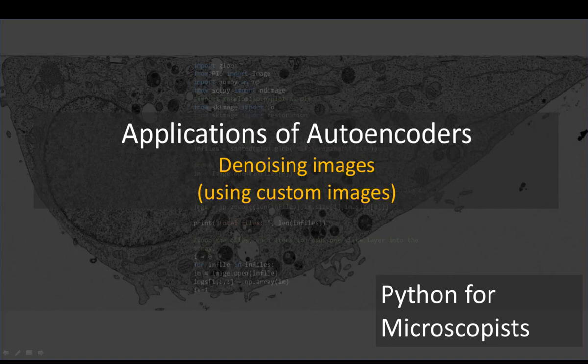In the last tutorial, we looked at one of the applications of autoencoders, which was denoising images. For that, we worked on MNIST images, the MNIST database. Now, in this tutorial, let's continue denoising images, except in this case, let's use our custom images, our own microscope images.